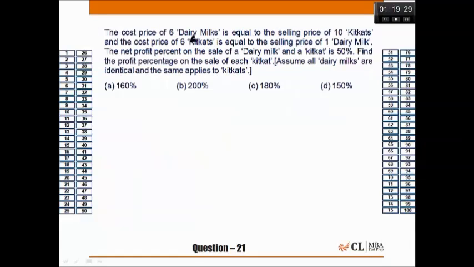Anyways, 21. Cost price. Let's see. The cost price of 6 Dairy Milk is equal to the selling price of 10 Kit Kats, and the cost price of 6 Kit Kats is equal to the selling price of 1 Dairy Milk. Oh, I'm going to be confused. 21, later.